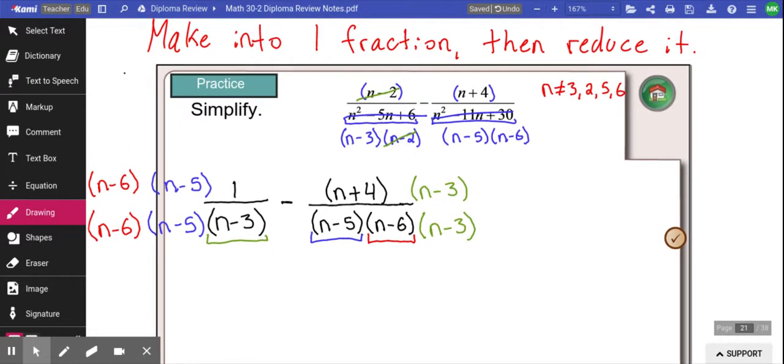Beautiful. You have now created a common denominator. The denominator is n minus 6 times n minus 5 times n minus 3, and both fractions have it. The reason this is handy is because now we can combine this to be one fraction.